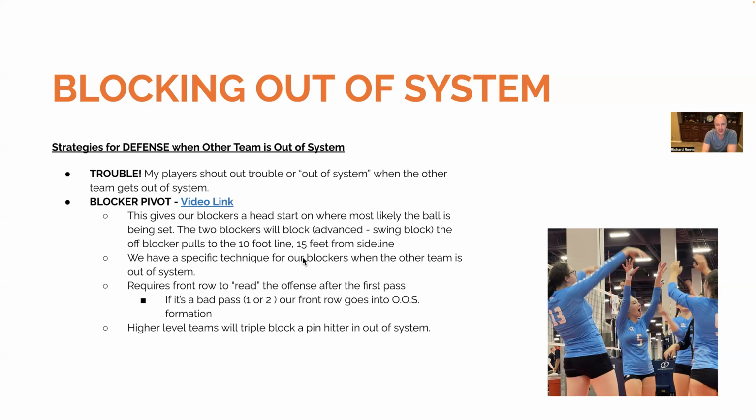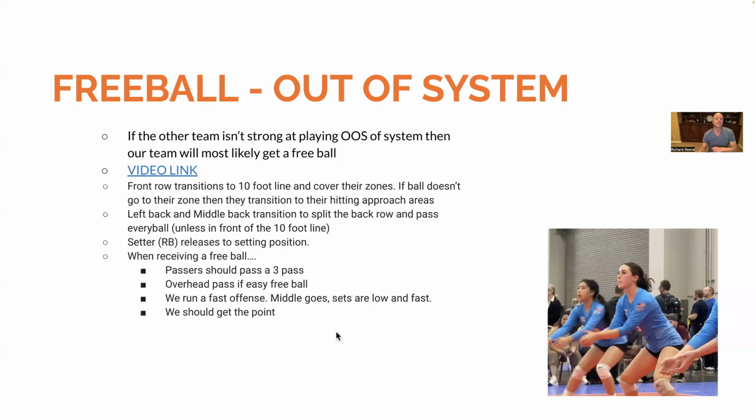We have a specific technique for our blockers when the other team is out of system. And that's why I just talked about the blocker pivot. So in order to execute this requires the front row to read the offense after the first pass. If it's a bad pass, a 1 or a 2, our front row goes into out of system formation. Higher level teams, like I just said, will triple block a pin hitter out of system. Let's talk about free ball out of system.